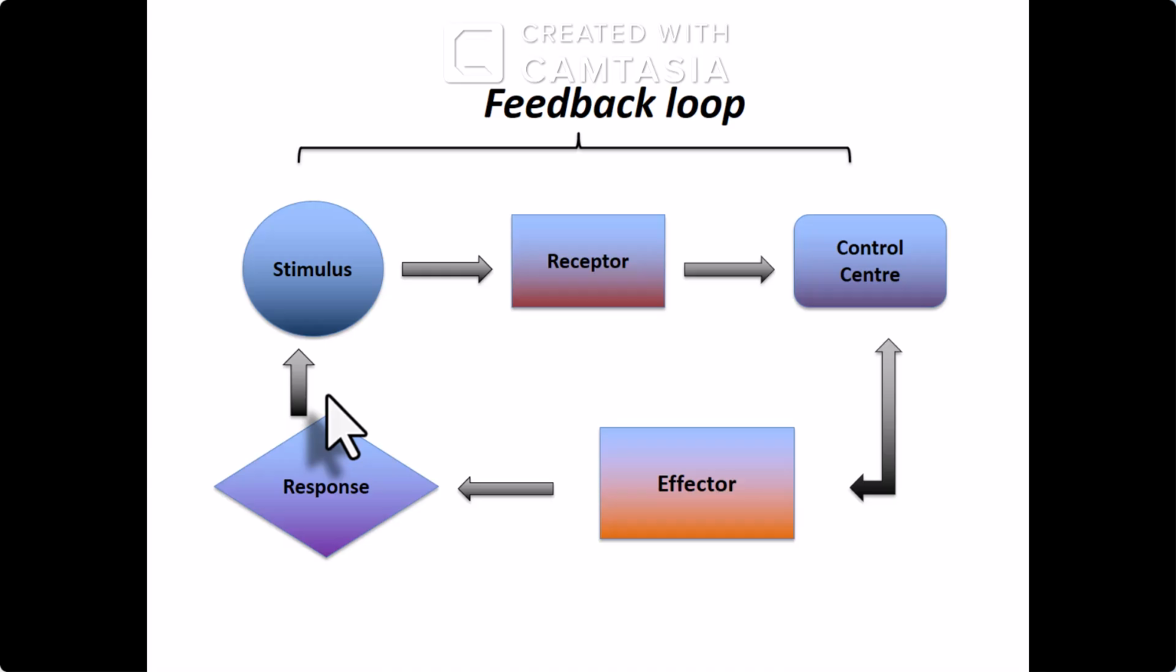Let's look at the feedback loop. First, a stimulus causes a change in the body. The receptor detects this change and sends information to the control center. The control center analyzes the information and sends instructions to the effector. Then the effector produces a response. And this response helps maintain or restore homeostasis in the body. This feedback loop operates continuously throughout the body.